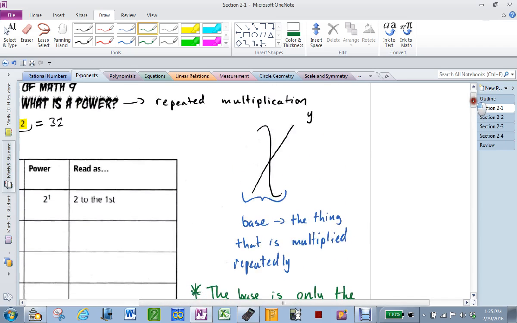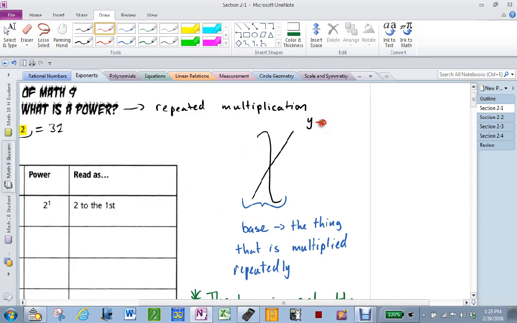Now, we've talked about the base. You guys are smart kids. This is the exponent. Now, this causes much grief. This is the number of bases we multiply. It is not the number that we multiply by. Understand? Yeah.